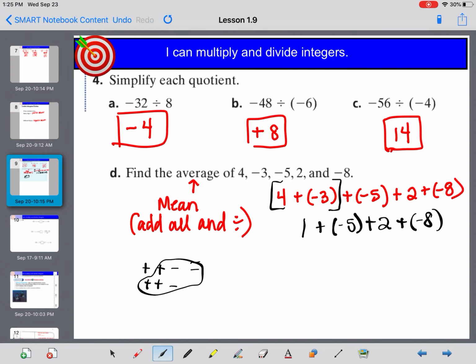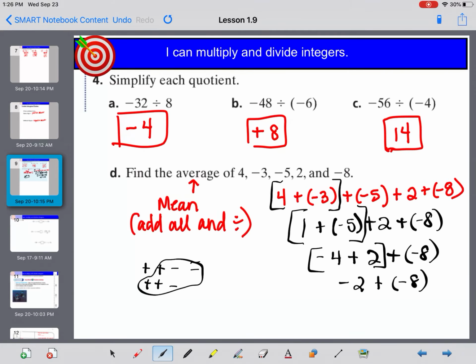Okay, so now the next step. 1 plus negative 5 gives me negative 4. Negative 4 plus 2, I'm more negative than I am positive, so negative 2 plus negative 8. Negative 2 plus negative 8, so that's like going back 2 on the number line and going back 8 more, or having 2 negative tiles and adding 8 more negative tiles. My answer is negative 10.